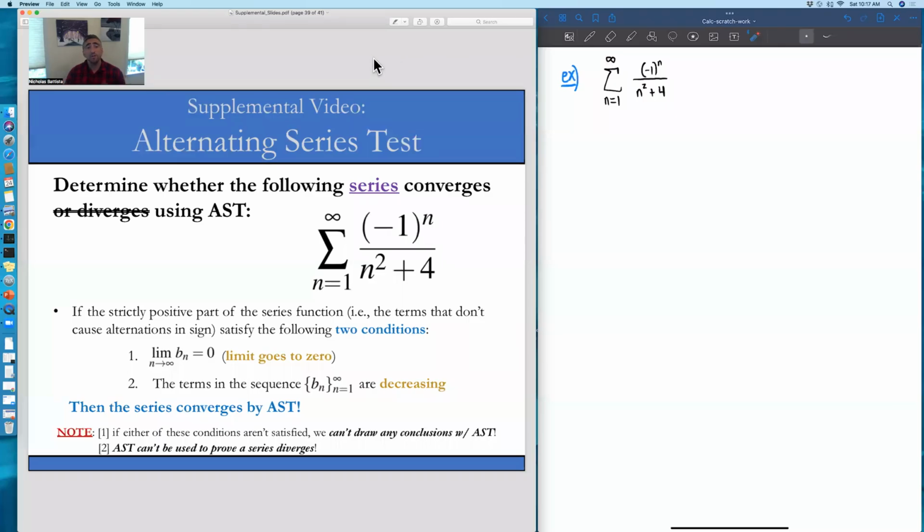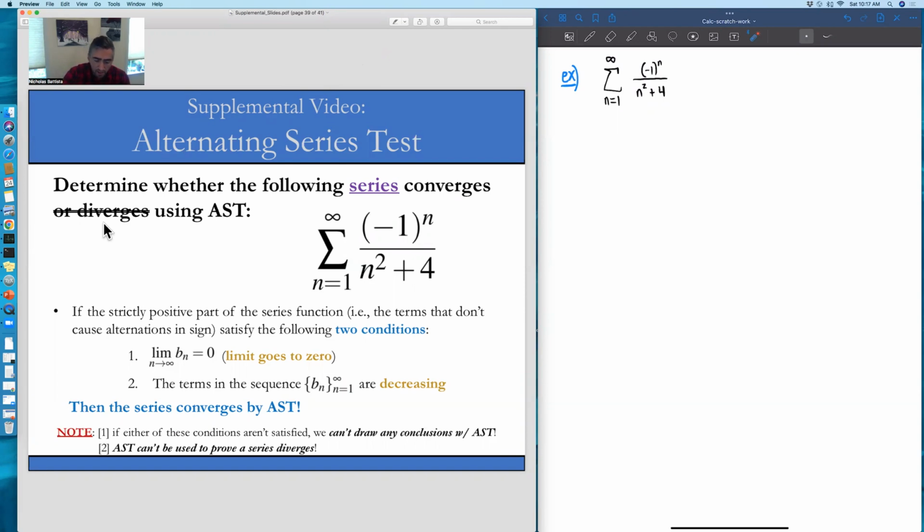In this video, we're going to try to apply the alternating series test to help us determine whether a series converges. Now, you might notice from this left-hand side that I've crossed out "or diverges" here. That's because the alternating series test could only tell us whether a series converges. It can't tell us whether a series diverges, actually. So let's jump into this.